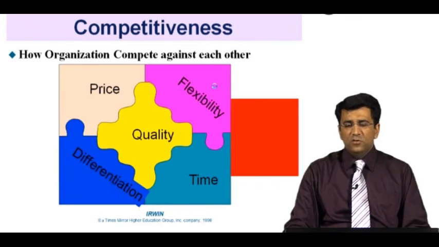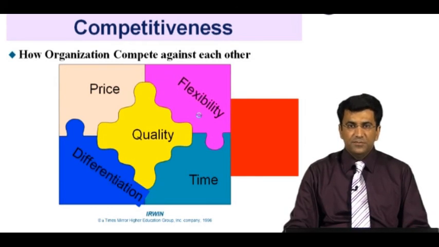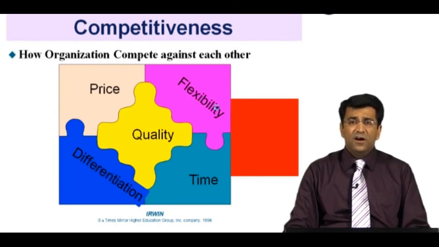The next important dimension of competitiveness is flexibility. Flexibility means the strength of the organization to respond to environmental changes. Now, if the organization has a flexible structure and is able to meet customer needs according to the changing environment and changing requirements, then of course it can have a very good competitive advantage. So all the organizations are trying to have flexible structure and flexible operations in order to better satisfy their customer needs.